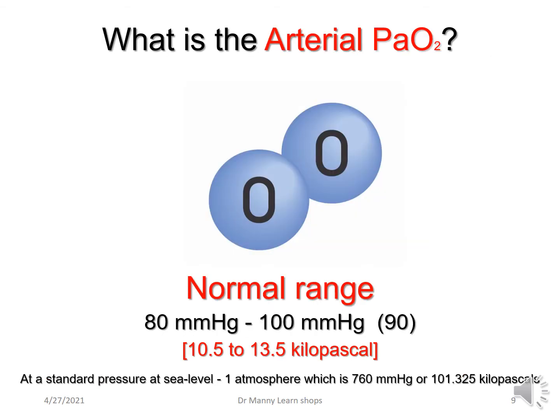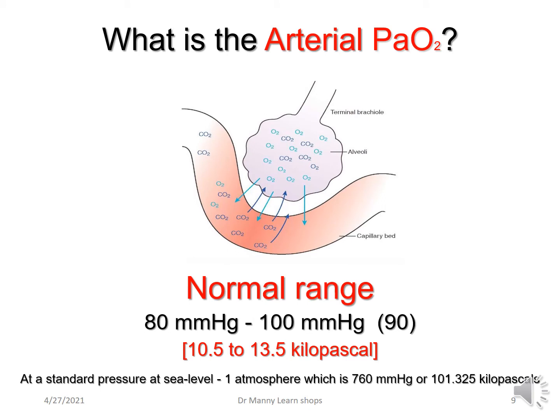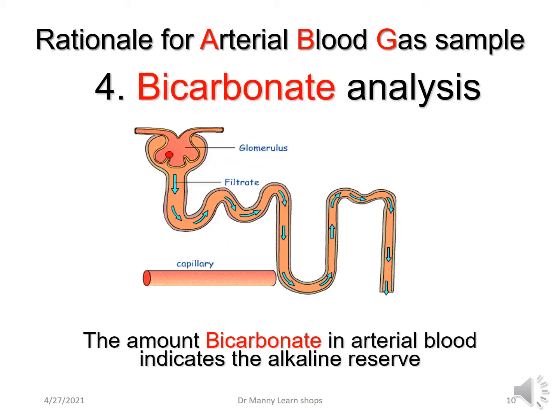So what is the arterial PaO₂? Well, the normal range is 80 to 100 millimeters of mercury with a mean of 90 millimeters of mercury. Or, if you're looking at kilopascals, 10.5 to 13.5 at sea level: 1 atmosphere, 760 millimeters of mercury, 101.3 kilopascals.